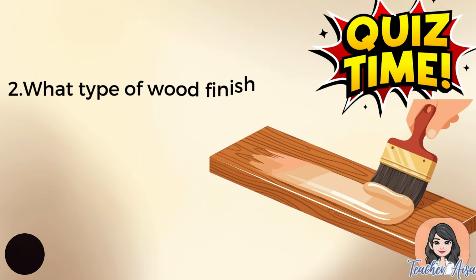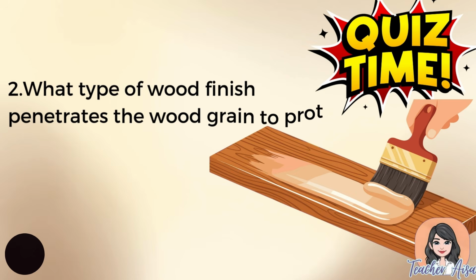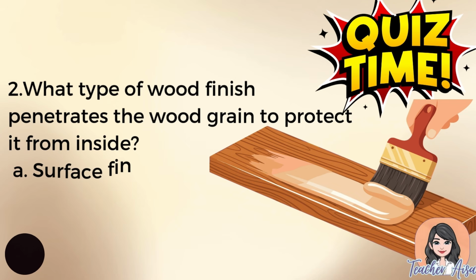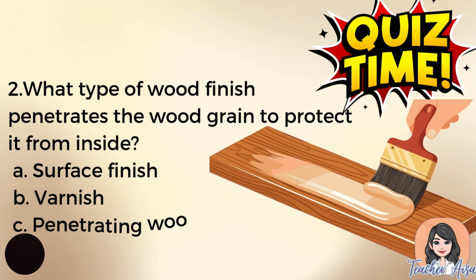2. What type of wood finish penetrates the wood grain to protect it from inside? A. Surface finish. B. Varnish. C. Penetrating wood finish. D. Paint.